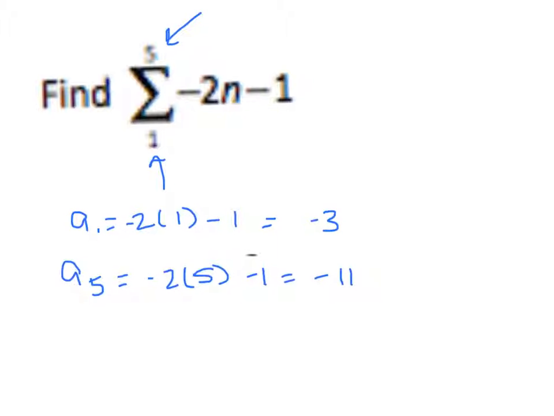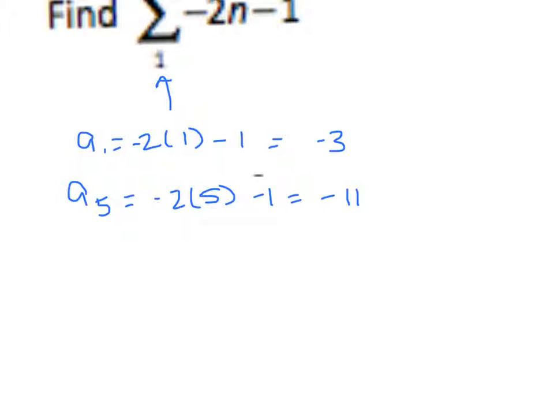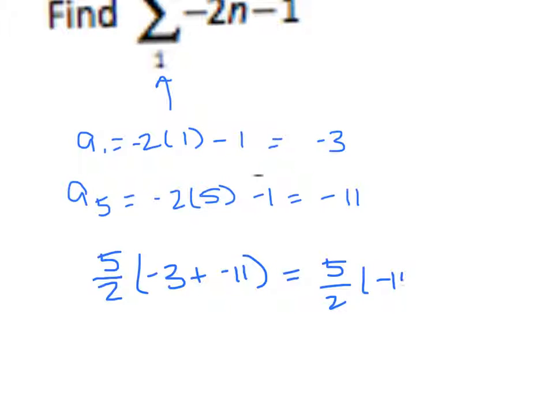So there are 5 terms in between 1 and 5. You got 1, 2, 3, 4, and 5. So it'll be 5 over 2 times your first term plus your last term, which is going to equal negative 35.